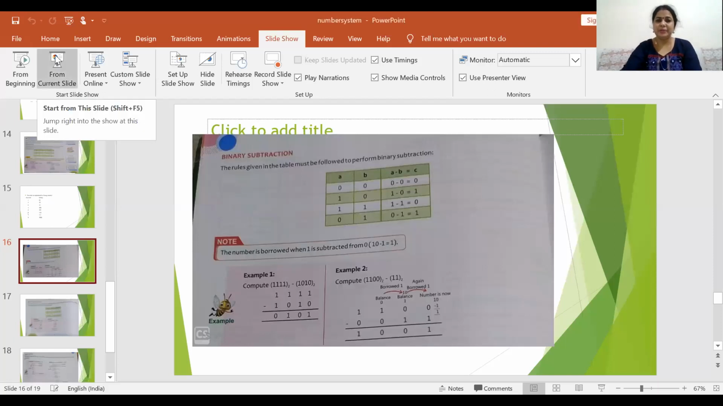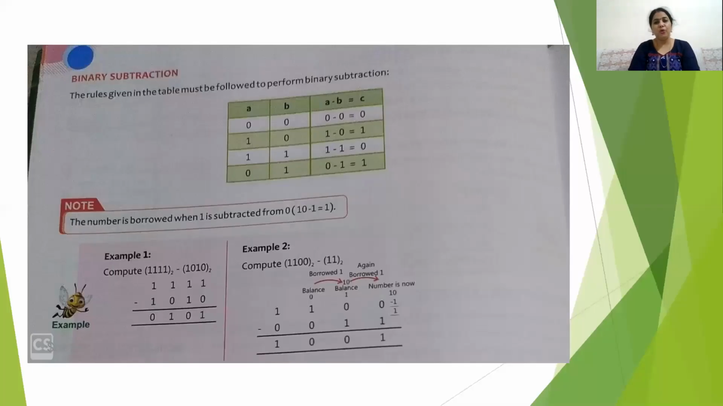Now in binary subtraction, we have to follow a table, similar to what we did in binary addition. In the addition also we followed a table: 1 plus 0 is 1, 0 plus 1 is 1, 1 plus 1 is 10, in such a way. Here also you are given a table, and you have to follow the table in your subtractions. 0 minus 0 is 0, 1 minus 0 is 1, 1 minus 1 is 0. Till this much you understood.